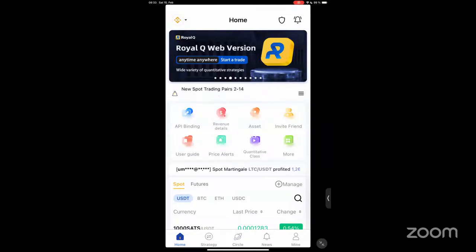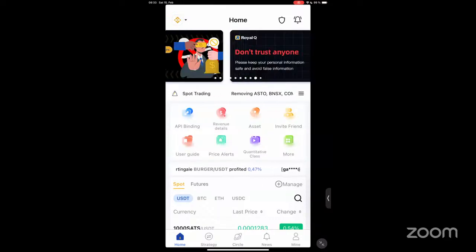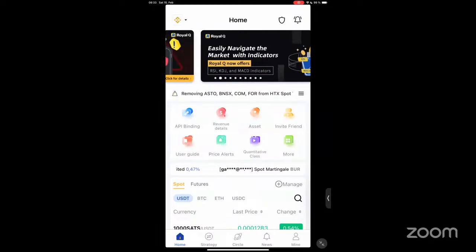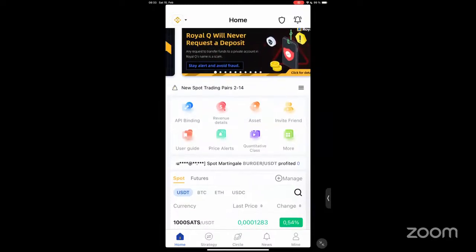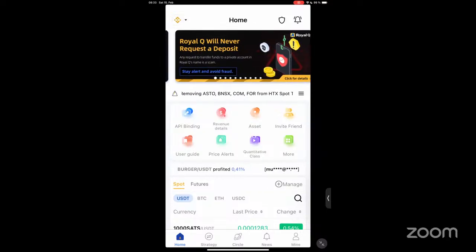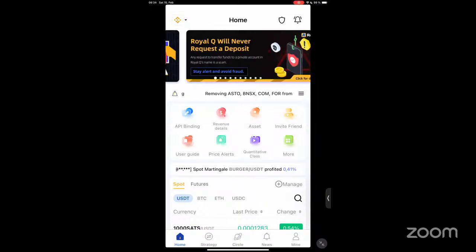Okay, let us go to this. So it's just an announcement. If you are interested in reading, you just tap on it. Royalq will never request a deposit. Any request to transfer funds to a private account in Royalq's name is a scam.